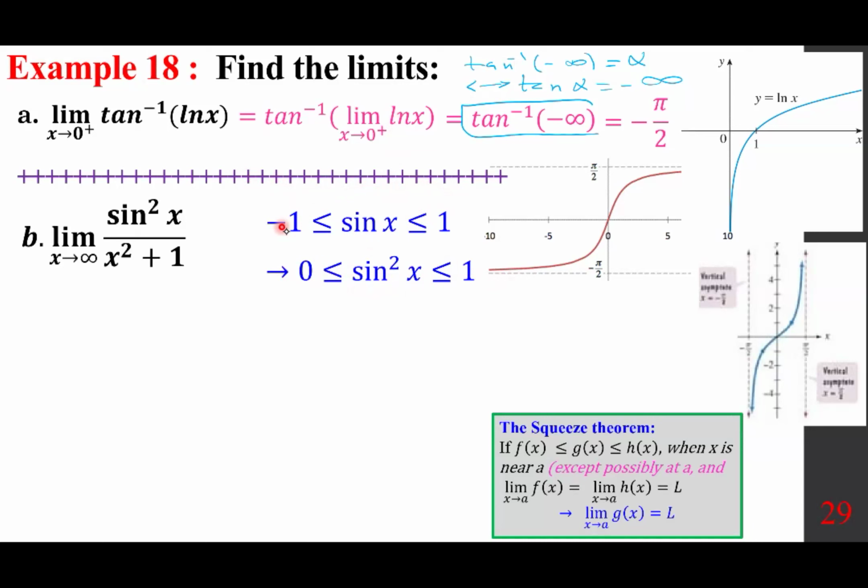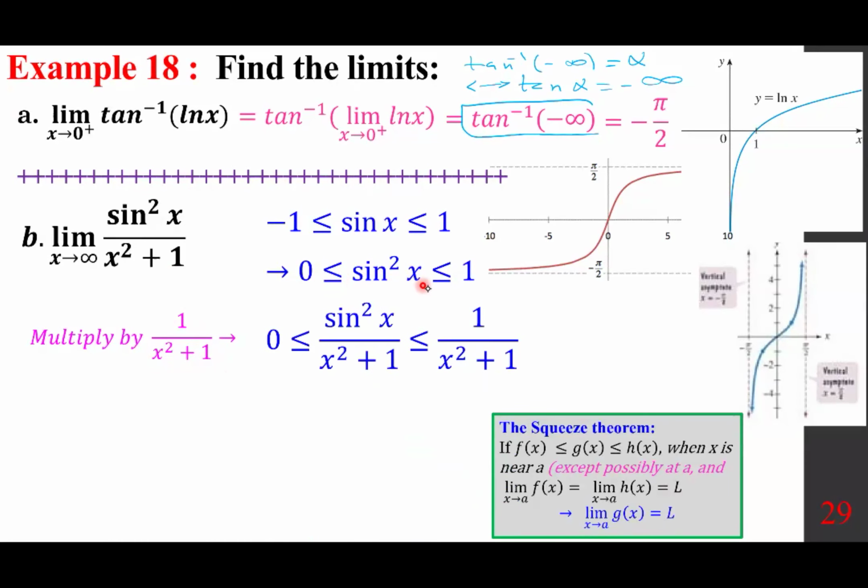Now we want to make it look like this. So far, so good. What is missing? This denominator. So let's multiply by 1 over x squared plus 1. And remember, this expression is positive. Why is it positive? Because the numerator is positive. x squared plus 1 is larger than or equal to 1, because worst case scenario, if x is 0, this is still 1. So because it's positive, it doesn't change the sign. It remains unchanged. So 0 times that is 0, the right side, and so forth.